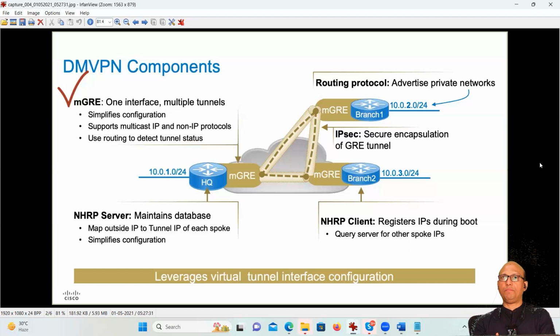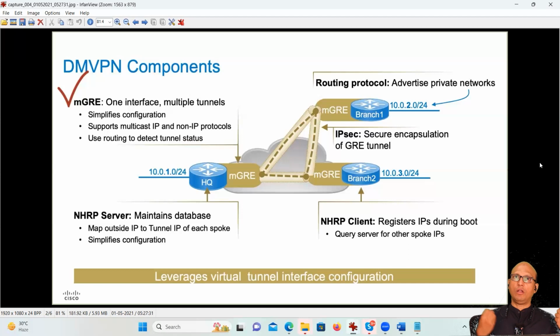Still, people preferred IPsec because IPsec is also a tunneling protocol. GRE is also a tunneling protocol. But what is the difference? IPsec is going to give you tunnel plus encryption.